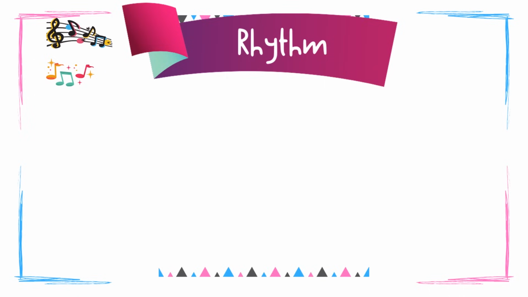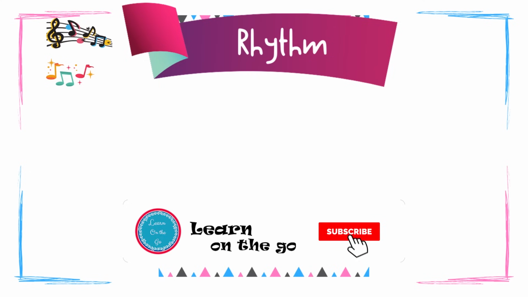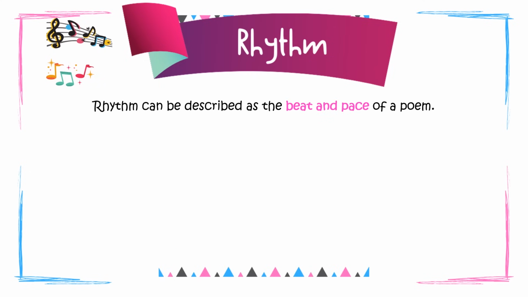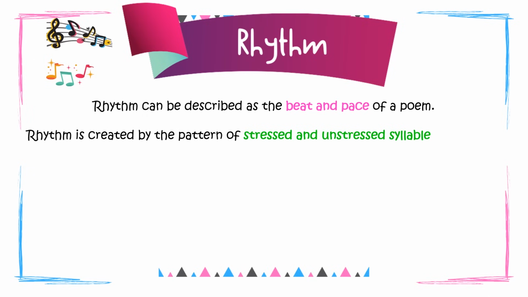Do you see the musical signatures at the top? Rhythm is related to music. Yep, your guess is right. Rhythm can be described as the beat and pace of a poem. So, rhythm is the musical sound of a poem. Now, how is the rhythm formed in poems? Rhythm is created by the pattern of stressed and unstressed syllables in a line or a stanza.